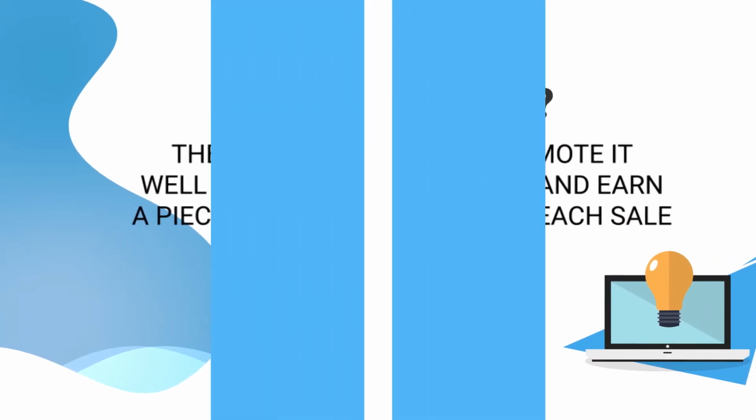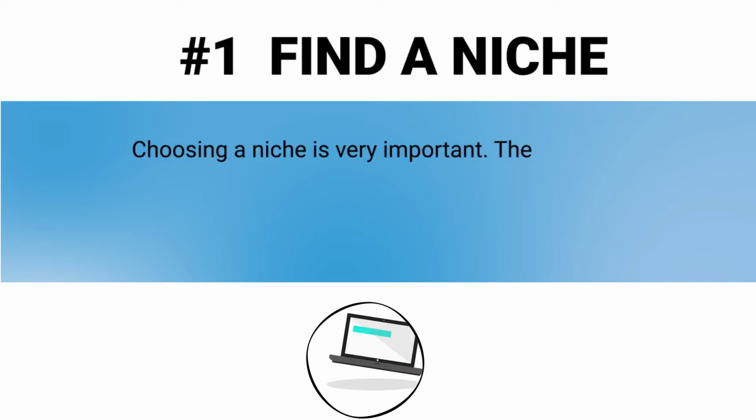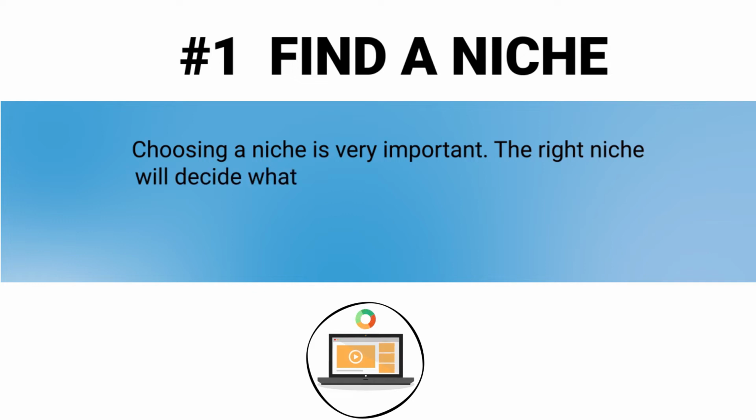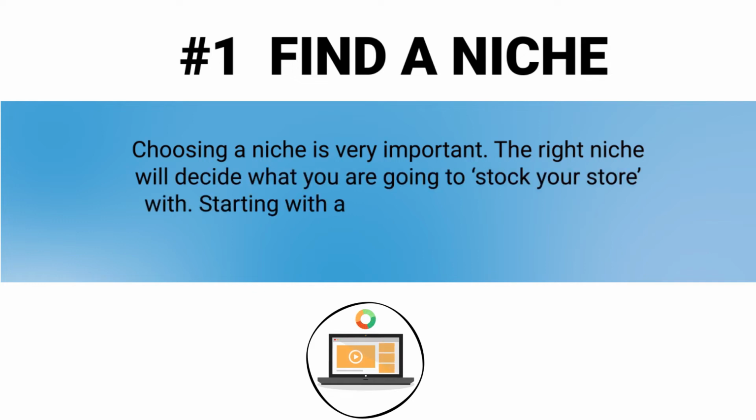Steps to become an affiliate marketer. Step number 1. Find a niche. Choosing a niche is very important. The right niche will decide what you are going to stock your store with. Starting with a single product can reach up to limitless.